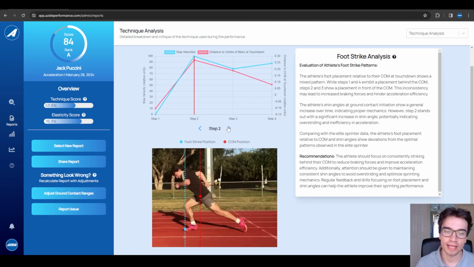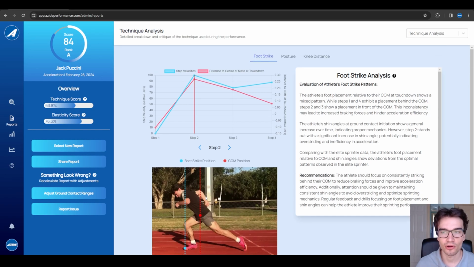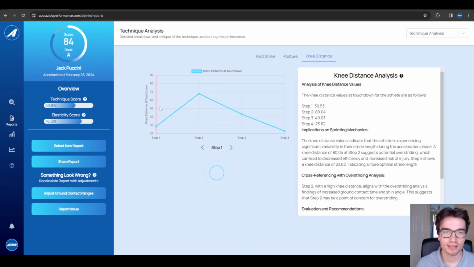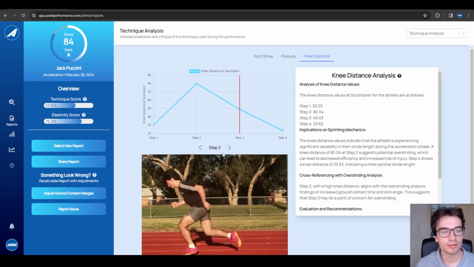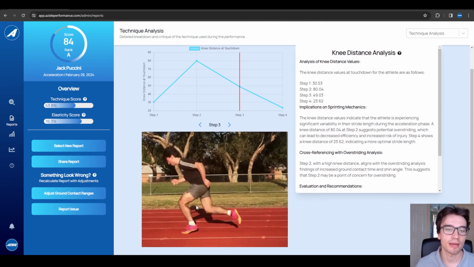And look at that. Step two, we've got the ground strike position here, right at the front of the foot, the forefoot, and its position relative to the center of mass. It's well in front of the center of mass, way too far out in front. And so that really does confirm that we've got overstriding here. And the knee distance also signals this pattern. So really the biggest issue here is with step two.